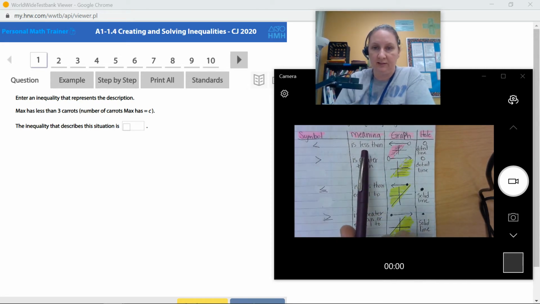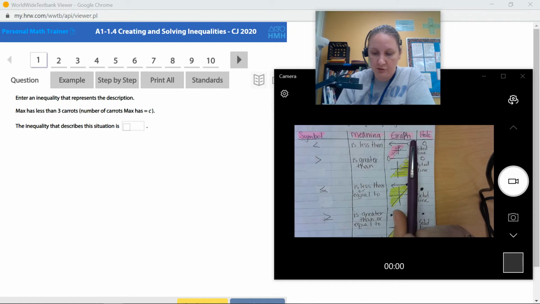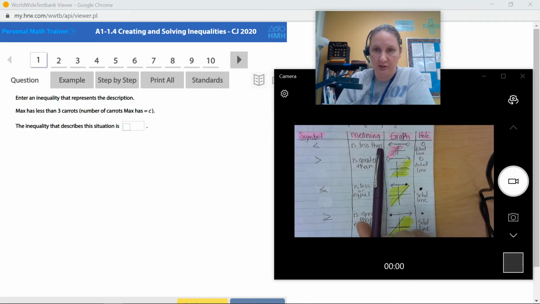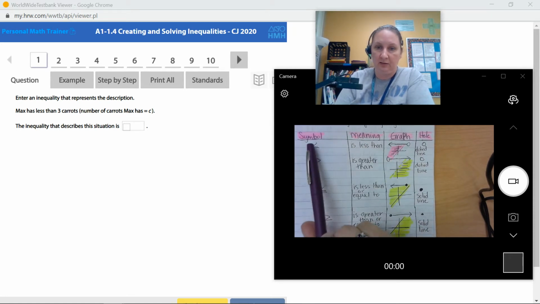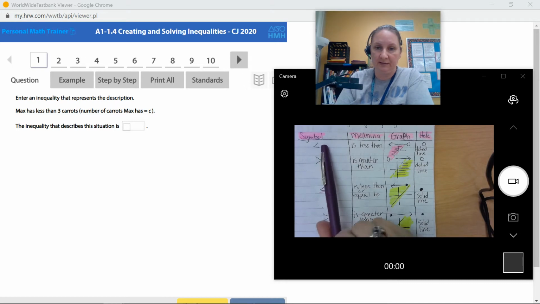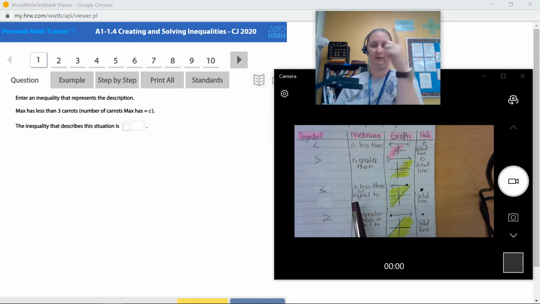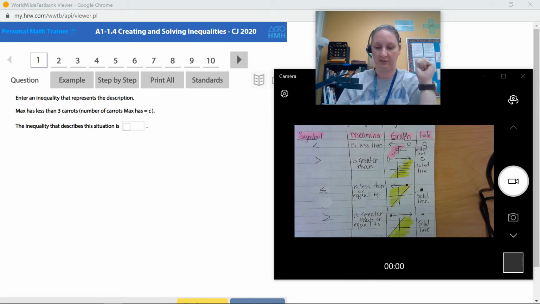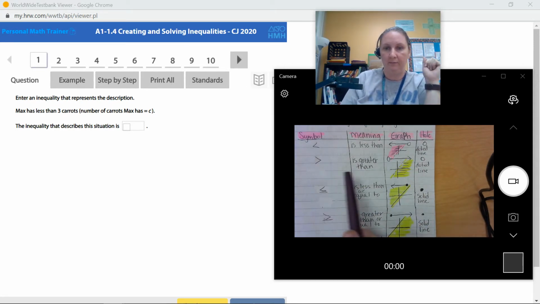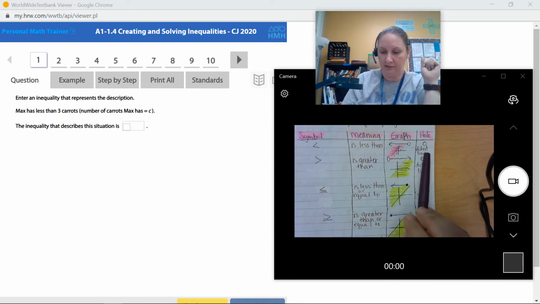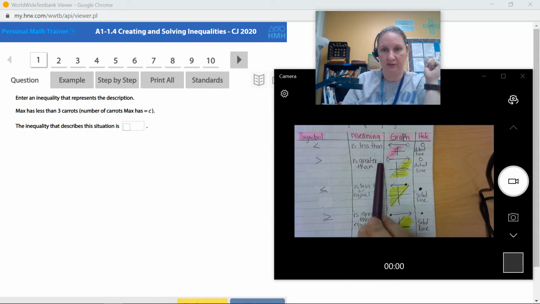So less than is less than. You should be open hole and shading everywhere to the left. If you look at the less than sign, it kind of looks like an L. So if you take your left hand, hold it up, that's my left, it looks backwards on the screen, and squeeze your fingers together, that makes a less than sign. And then you have an open hole. If you're drawing it on a graph, you get a dotted line and shading everywhere to the left.